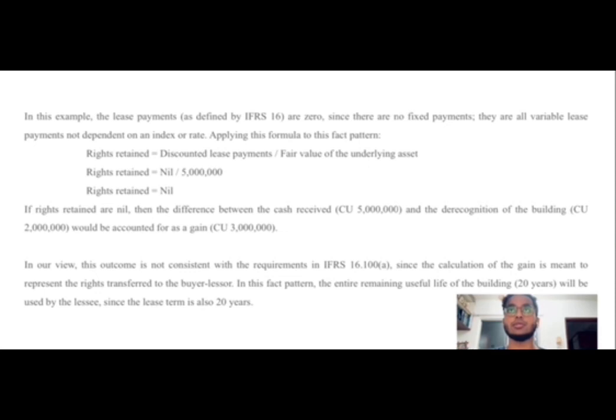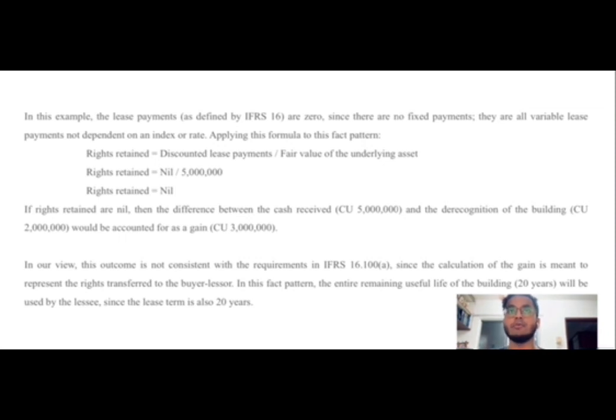Applying this formula to this fact pattern, rights retained equals discounted lease payments over the fair value of the underlying asset. The discounted lease payments are nil, over the fair value of the underlying asset, which is CU 5 million, so the rights retained equals nil, 0. This is a very simple calculation. If rights retained are nil, then the difference between the cash received, CU 5 million, and the derecognition of the building, CU 2 million, would be accounted for as a gain of CU 3 million.